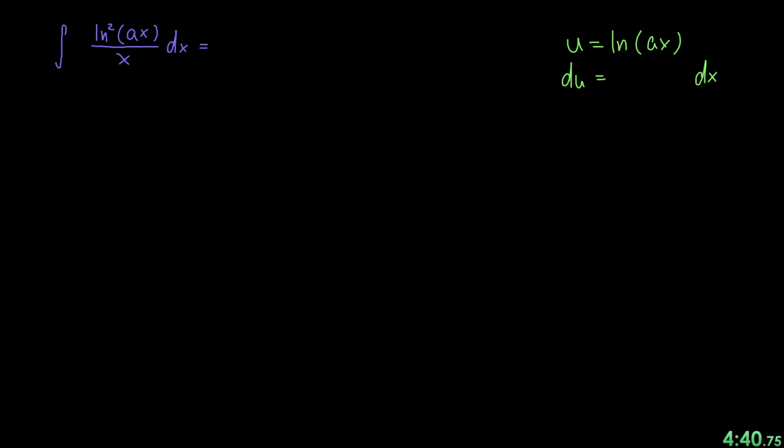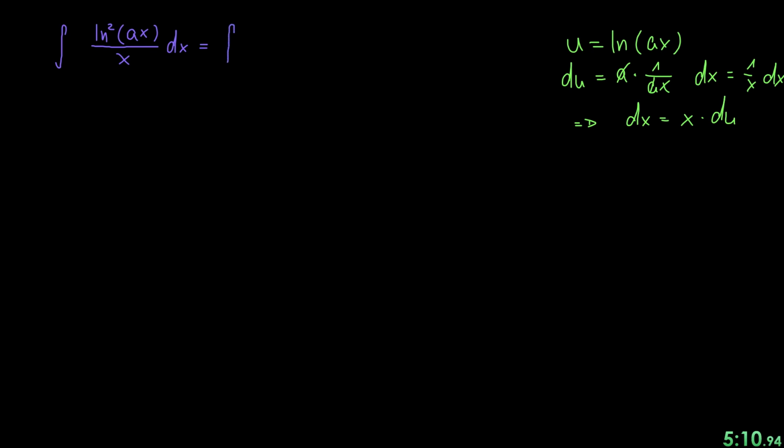And that just gives us a times 1 over ax. The a's cancel out, which means it's just 1 over x dx. If we solve this for the dx, we get dx is equal to x times du. So let's plug that in.